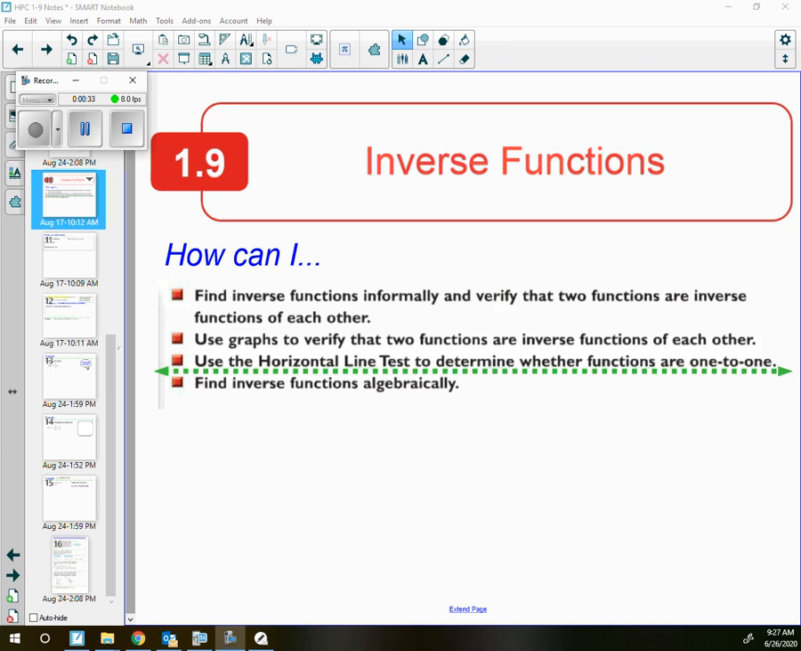And we talked about how you verify that two things are inverses. You do that composition, f of g, g of f, and see that you get the identity function x. So today we're going to focus in on the algebraic approaches, like working with the equations themselves. How do you know that something's an inverse?